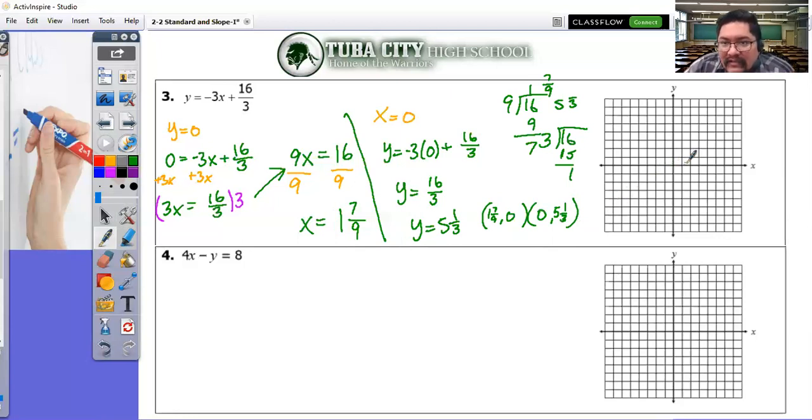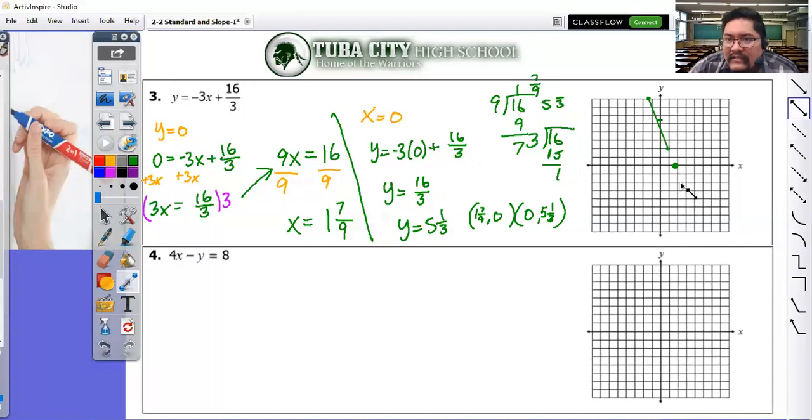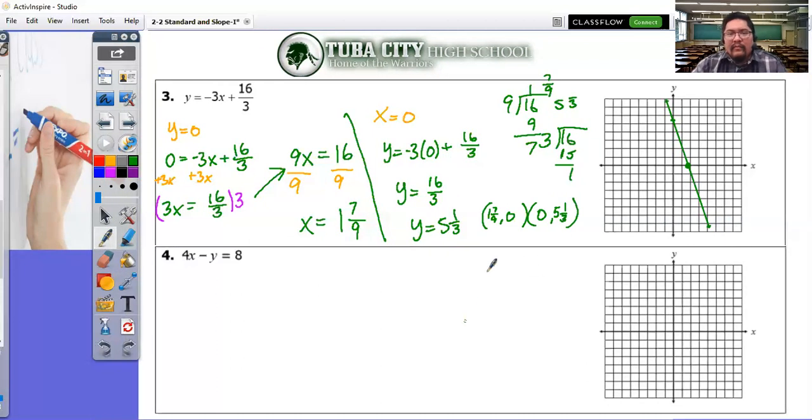So 1 7/9 is over here, that's the x value, and then over here the y value is 5. So 1, 2, 3, 4, 5. And 1/3 is a little bit higher than that. And again, your graph doesn't need to look exactly like this. I understand that sometimes it's just tough to get it exactly on point. But again, these are the intercepts, sorry.